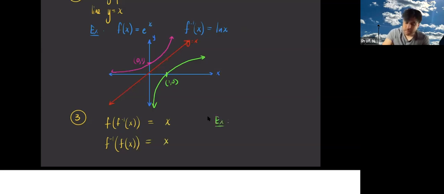We're going to use the same thing again, right? When we have this property, when we have e, for example, to the ln of 2, that's 2, because e and ln are inverses of one another. If we do ln of e squared, we also get 2 because ln and e are inverses of one another. So when we apply a function to the inverse of that function, we cancel out the function and we get x.